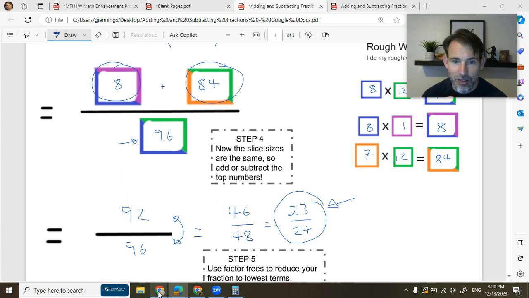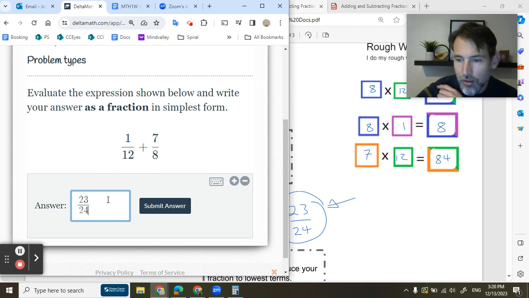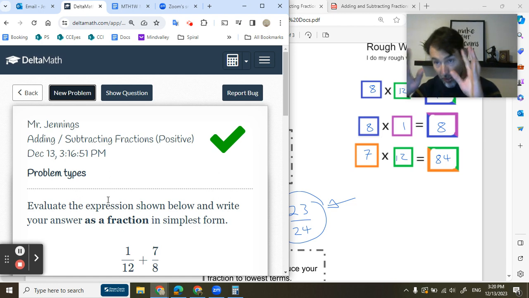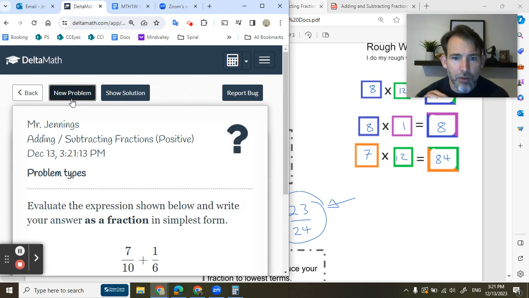Oh, let's put it into Delta Math, see if it likes it. 23 over 24. Yay. And you can also, to break these numbers down and factor them, use the handy division facts cards that we have in class. Those you want to memorize, but you'll memorize it by practicing. You're not going to memorize it by staring at the card. Okay, so let's do another one where we get a subtraction.